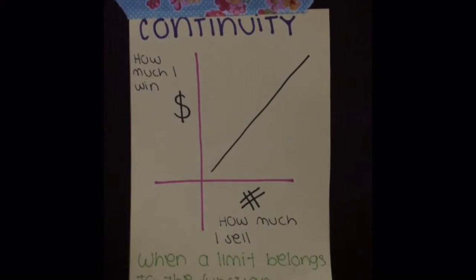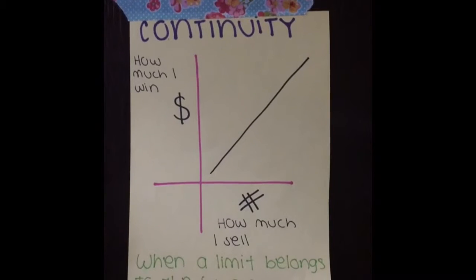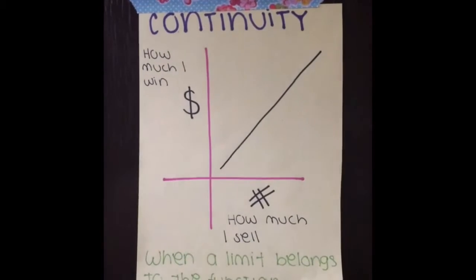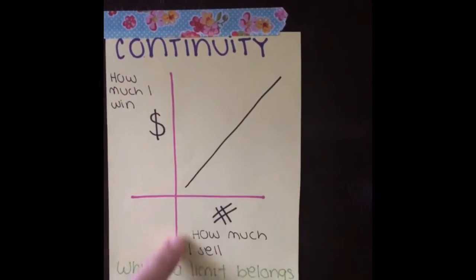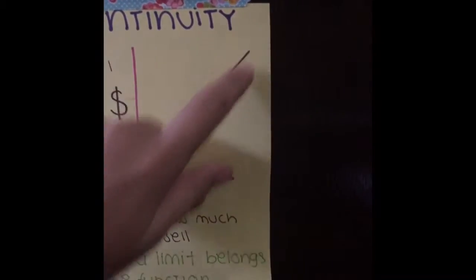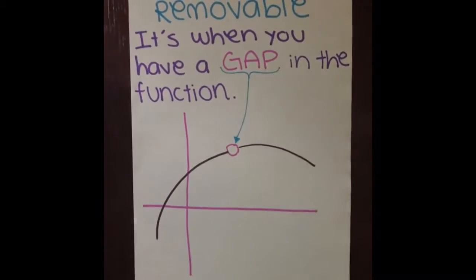A continuity is when a limit belongs to the function. An example from real life can be a seller. The more he sells, the more he wins. So here we have a function that grows and is continuous. Here is how much he sells, and we also have discontinuities.